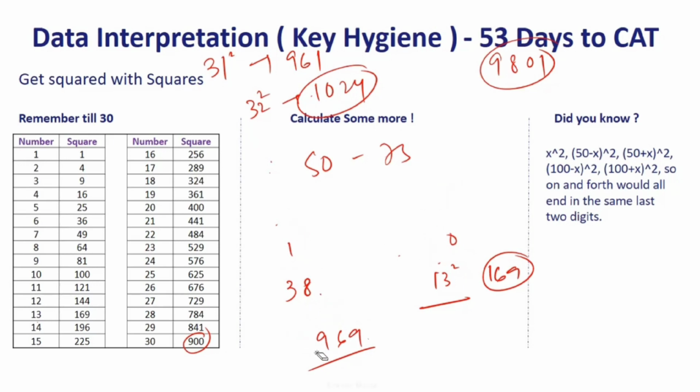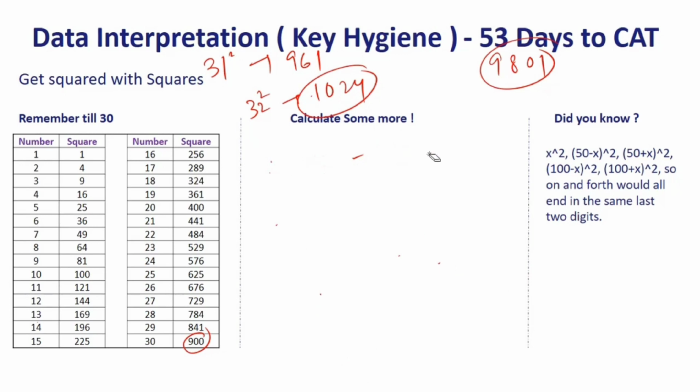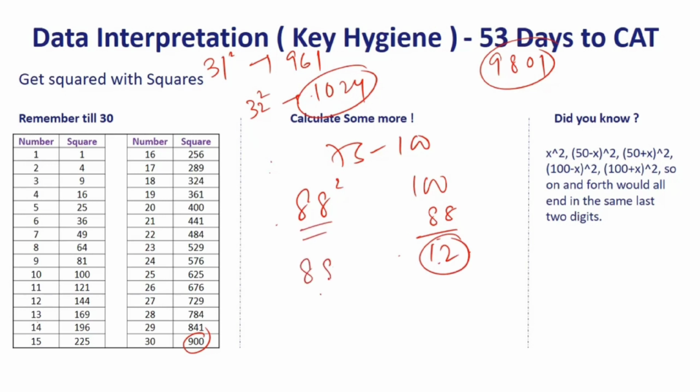If you have to calculate the square of any number between, let's say, 75 and 100, let's take 88. What you have to do is take the difference first with 100, you get 12. Now take the difference with the original number. So 88 minus 12 is 76. Now 12 square is 144.